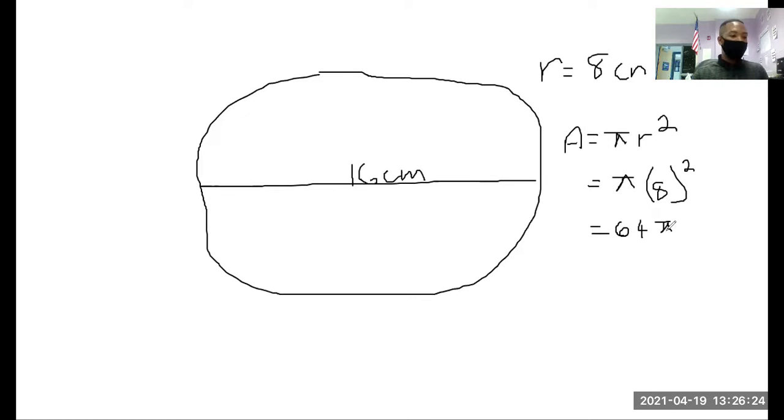And then you use your good old calculator, and you should get an answer that is 201.06 centimeters squared. Whenever we are writing the unit for the area of something, it is the unit squared.